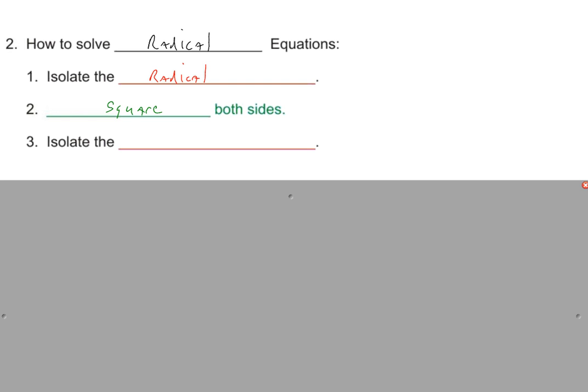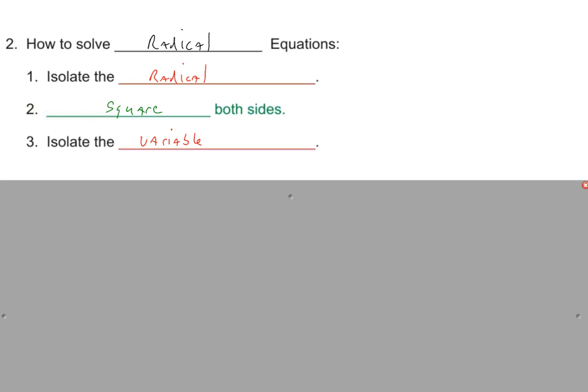So isolate the radical, square both sides, and after you square both sides, you still have more work to do. But listen, after you square both sides, it'll be just like every other equation we've done. Once you square both sides, then you're able to isolate the variable.